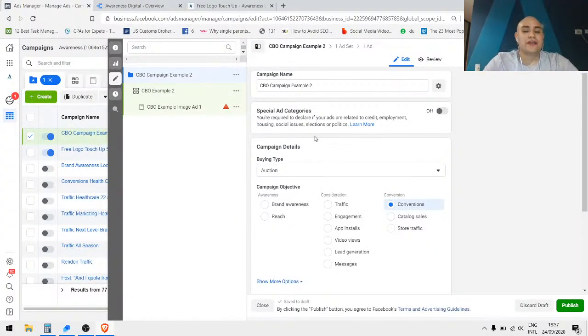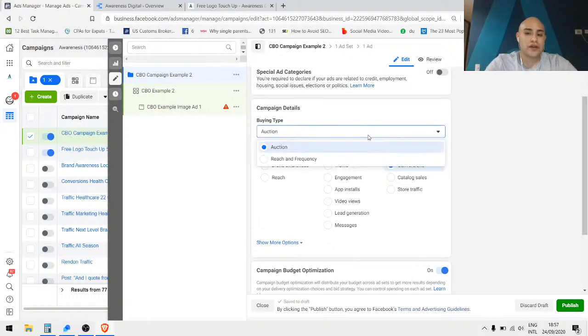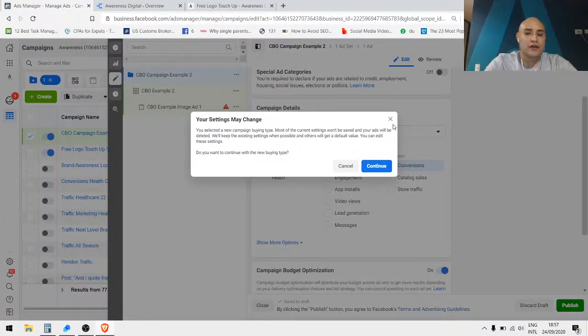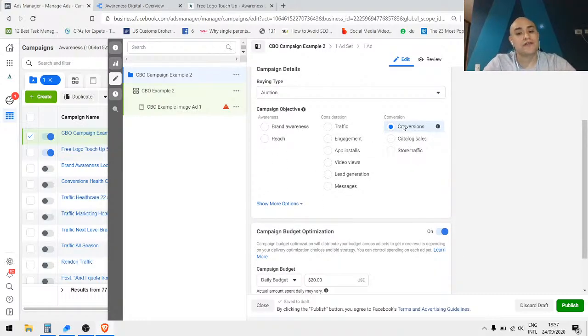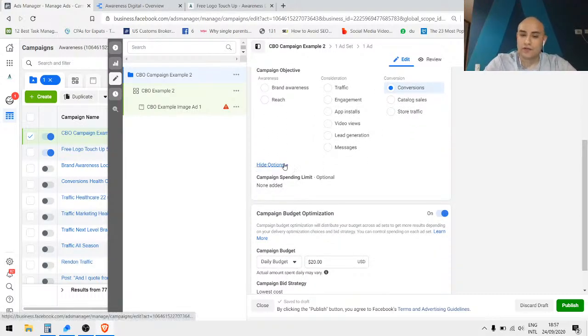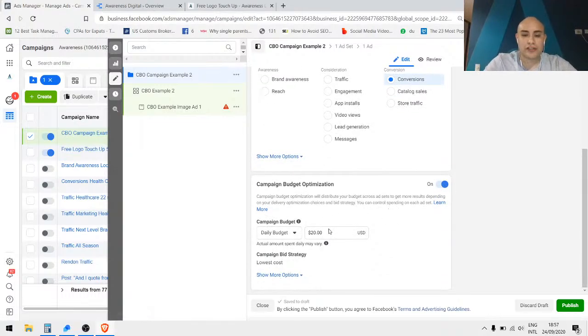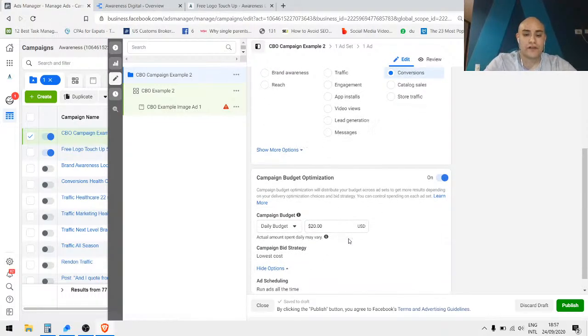Okay, so we'll save that to draft. Again, here's where you see the different things. It just shows you have auction, reach, and frequency. Don't mess with that. Just leave it at auction. You have the different campaigns. Run your conversions. Show more options. Don't screw around with that. Leave that alone. Daily budget, you just set that to $20. You have these different options down here.